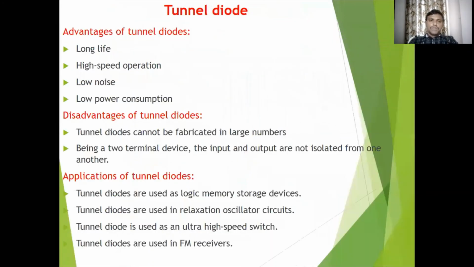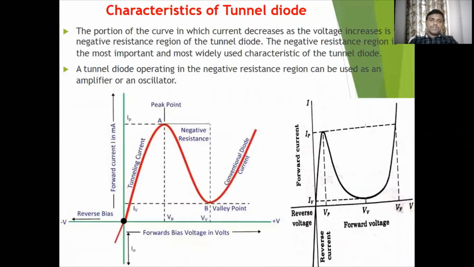We have many applications here for the tunnel diode. The advantages of tunnel diodes are long life, high speed operation, low noise and low power consumption. As we increase a small amount of voltage, the current rises automatically to the maximum value, that is the peak point. The negative resistance region of this tunnel diode has many applications for us.